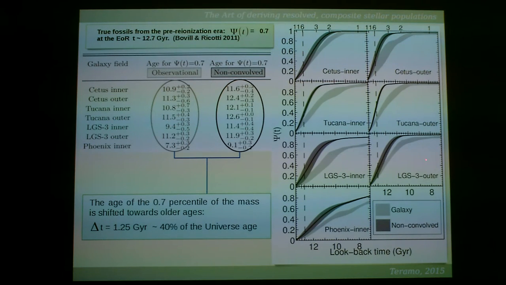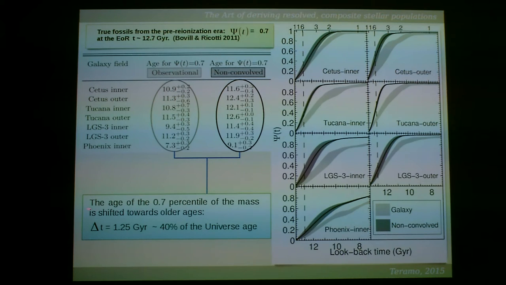So here is the cumulative star formation history. What we have is time, and this is the percentage of the mass formed at some epoch. The light gray shows the observations, the star formation history without any correction, and the dark gray shows the star formation history corrected by the convolution and the shift. Looking at the observed ones without correction, we see that barely any of these galaxies fulfill the criteria of true fossil set by Bovill and Ricotti. But for the unshifted star formation history, we see that some of them are within the requirements of true fossil or pre-reionization.